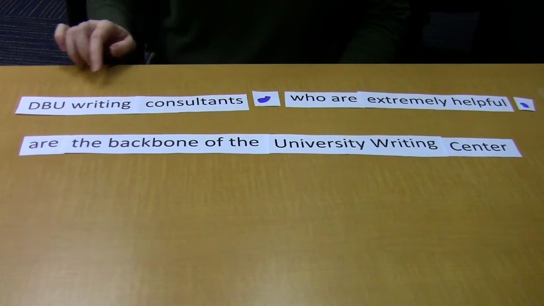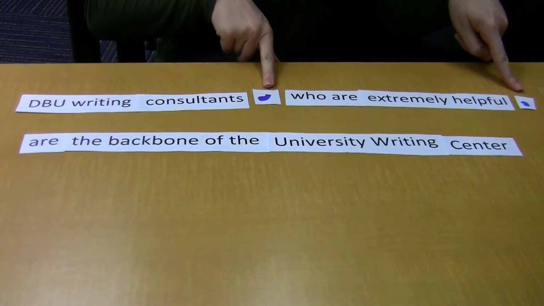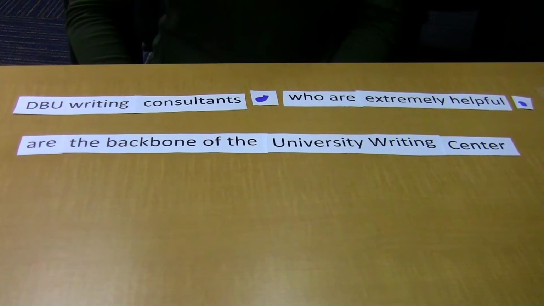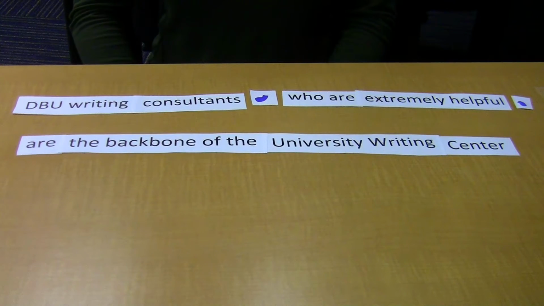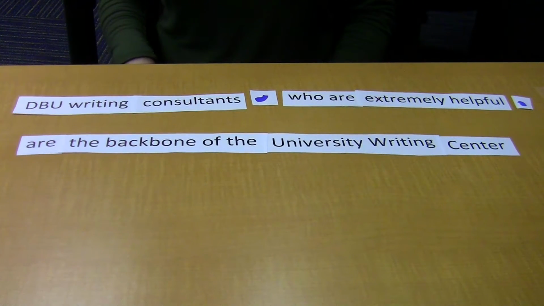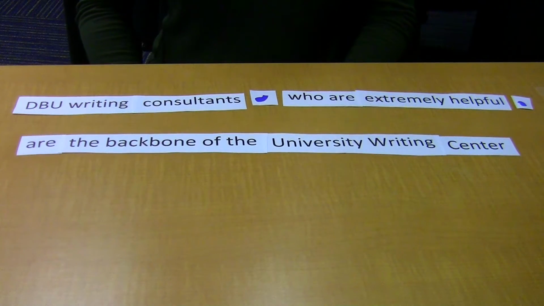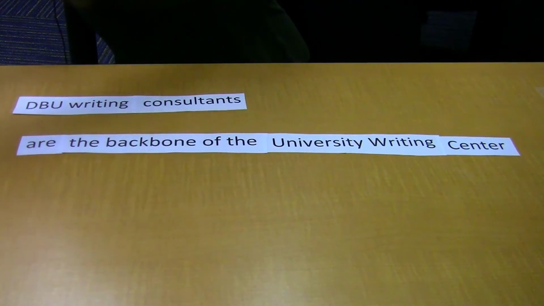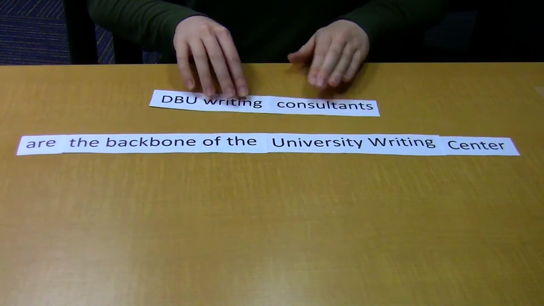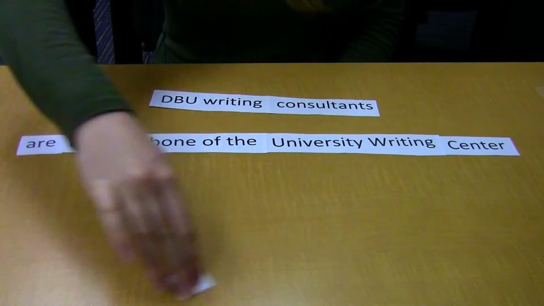In this example, "DBU writing consultants, who are extremely helpful," with the commas on either side, indicates that all DBU writing consultants are extremely helpful. So the full sentence reads, "DBU writing consultants, who are extremely helpful, are the backbone of the University Writing Center." If you want, you can take this out, and you will still have a full sentence. DBU writing consultants are the backbone of the University Writing Center.